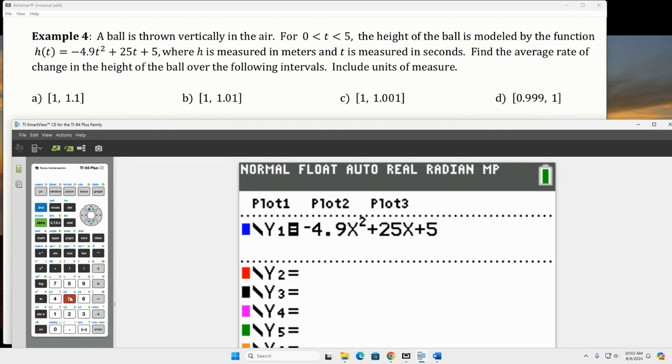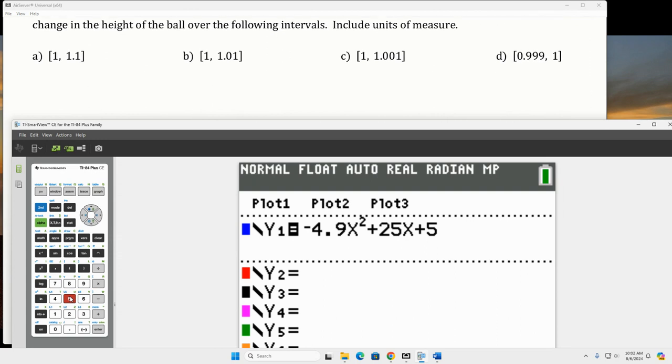All right, and I'm going to show you guys how to do a super shortcut. I actually didn't show my other class this today. I'll show them tomorrow, though. So this first rate of change that we're going to find is a very small interval. It's only a tenth of a second. And then the next one is a hundredth of a second. And then the last two are a thousandth of a second interval. So we're getting closer and closer to what the actual rate of change is at 1 second.